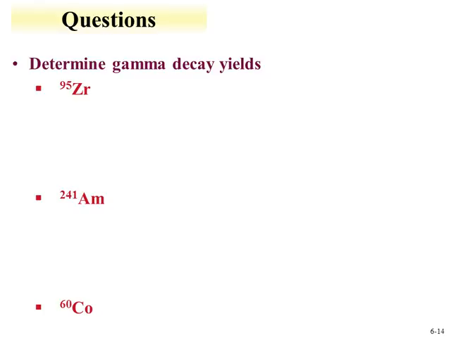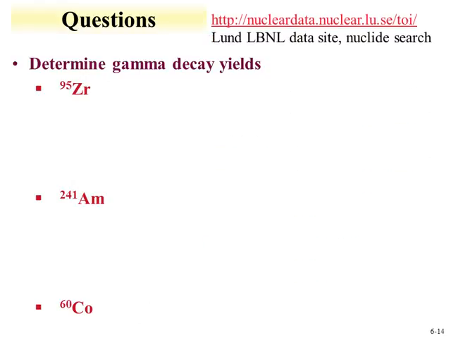So for instance, not every isotope will produce a gamma with a decay. The isotopes that are listed here are examples of three isotopes that do produce photons with a decay. However, the yields are not 100%. If you wanted to find information for all isotopes, there are a number of resources. This is a very good resource, this link, the Lawrence Berkeley National Laboratory data site. You can go to this link, select nuclide search, enter the isotope you're interested in, and it'll show you the gamma decay yields.